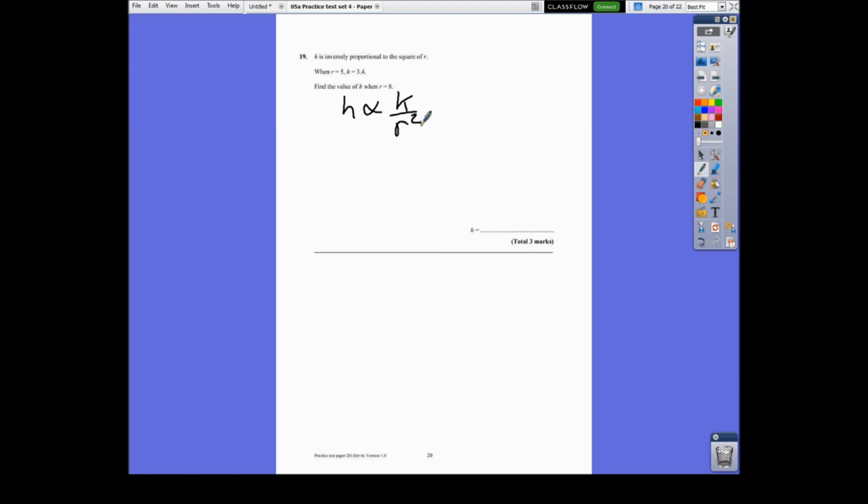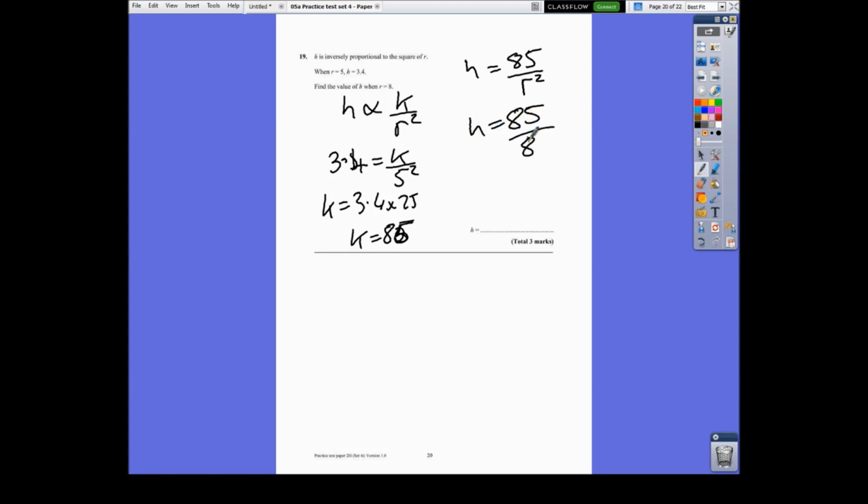So if h is 3.4 when r is 5, then 5 squared is 25. So we need to do 3.4 times 25 to work out k, which gives k to be 85. So our formula is h equals 85 over r squared. Now, if r equals 8, to work out h, we just do 85 divided by 8 squared. So 85 divided by 64 is 1.328125.